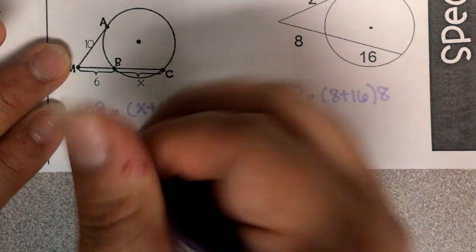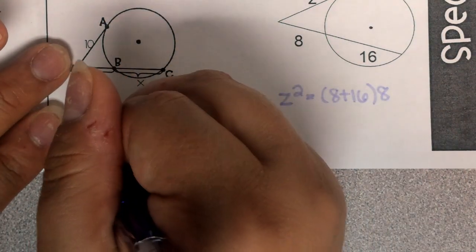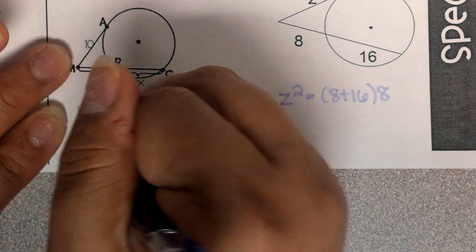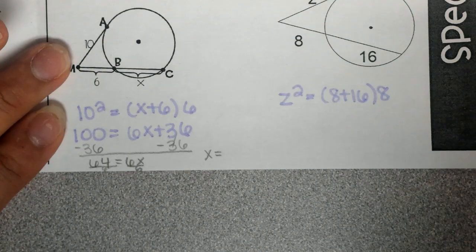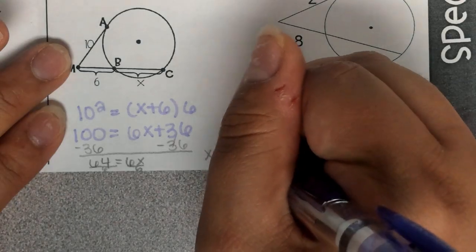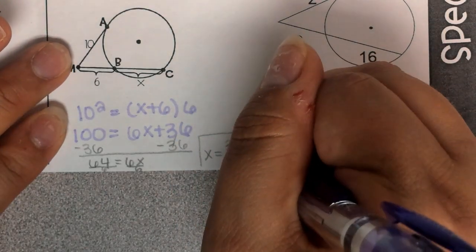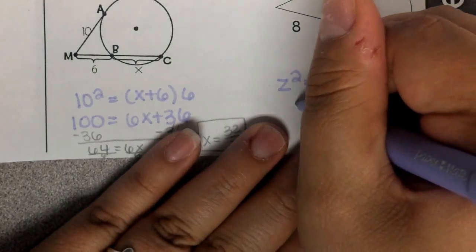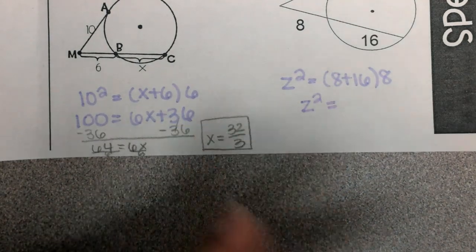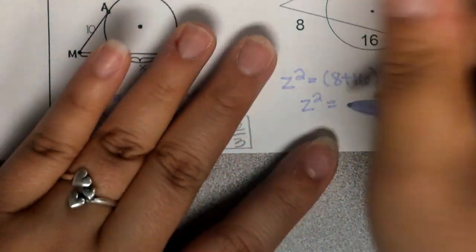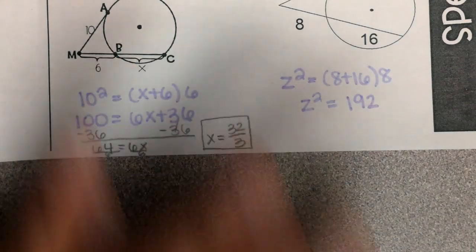What is 64 divided by 6? 32 over 3. Yeah, we'll talk about that. What is 8 plus 16 times 8? 192. All right, I want everybody to look up. I know y'all kind of got off on your own.